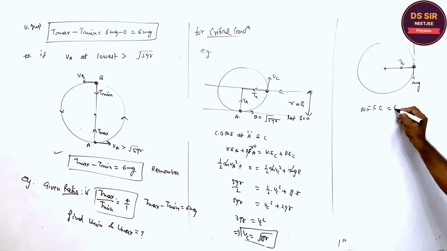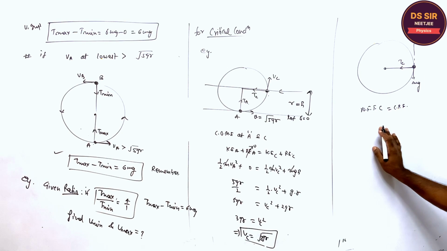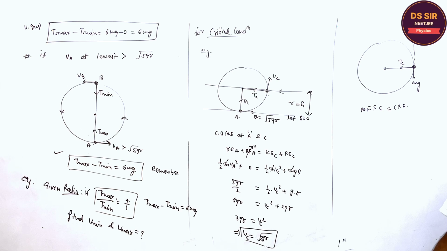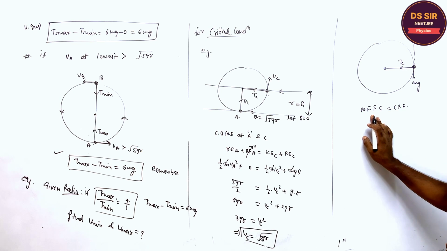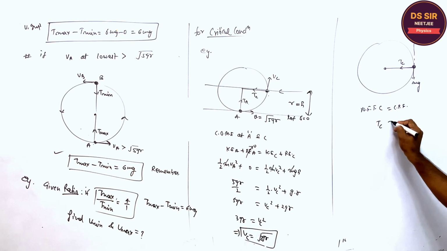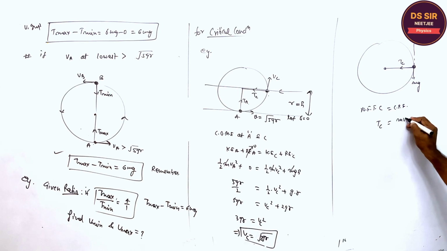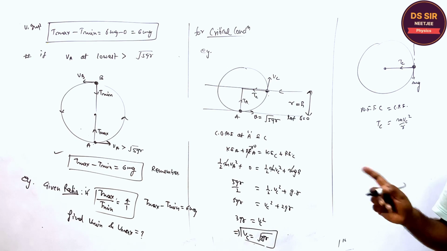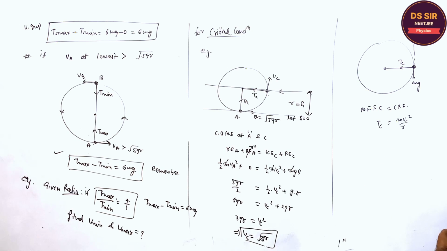Net force towards center will require centripetal force. So what is the net force towards center? Normal. Where is the normal? Tension. So what is the net force towards center? Only tension, right? Tension will provide required centripetal force. And what is the value of the centripetal force? Either mv square upon r or mr omega square.